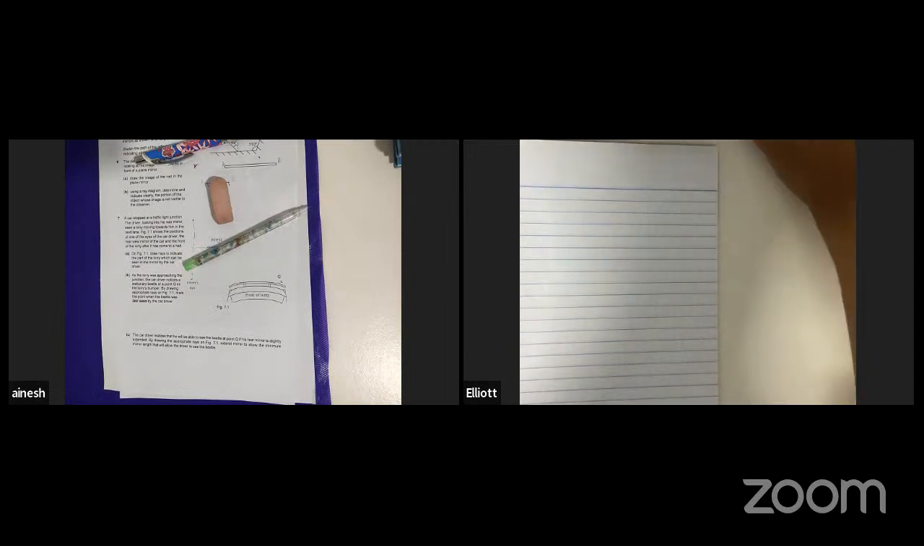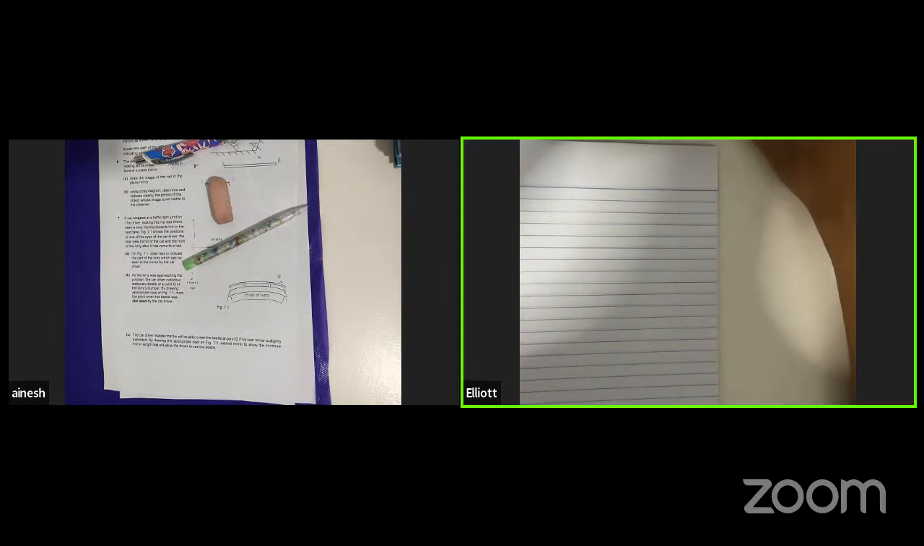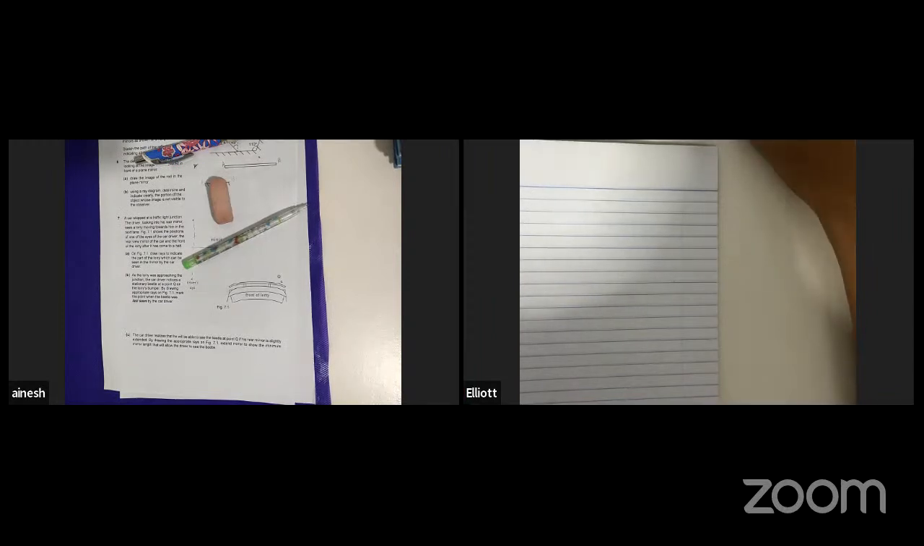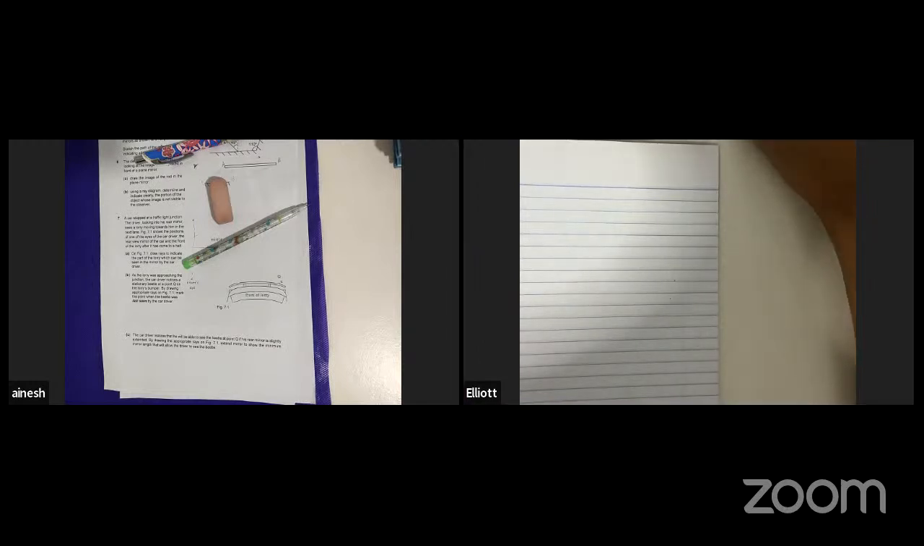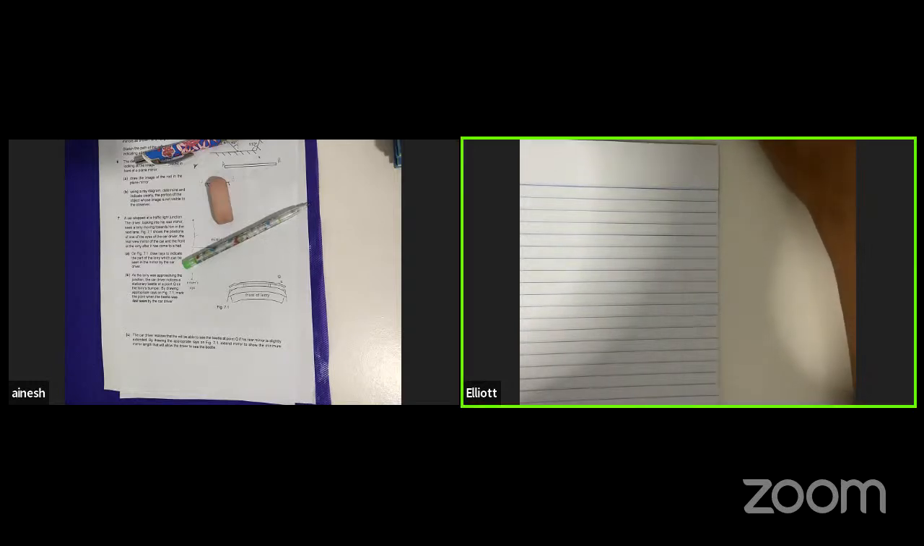Elliot, have you put the question in the Jamboard? I'm trying to. What do I press again? I forgot. What do I press to copy? Window button, shift button, S. Three buttons. Try it again. Okay.